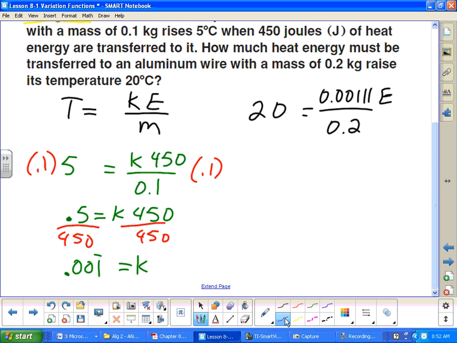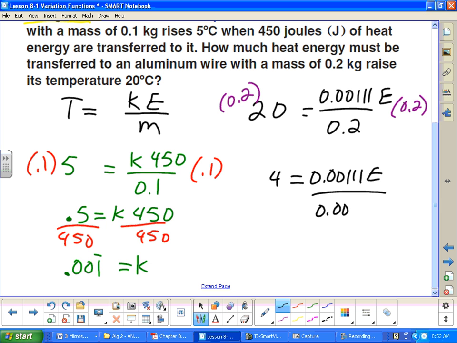So this time I'm going to go ahead and once again multiply by 0.2 first. So we get 4 equals, we get E equals what? 3,600. And that is in joules, right?